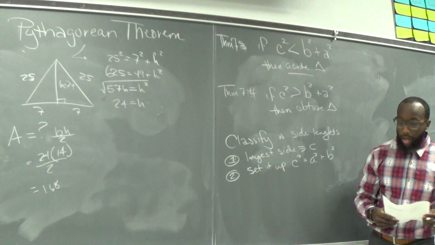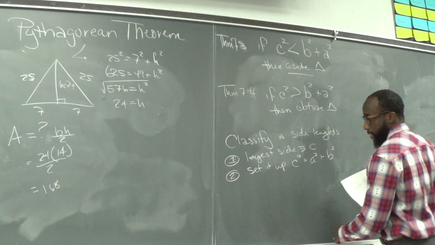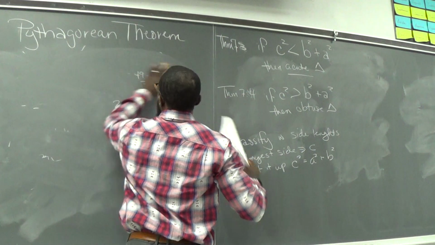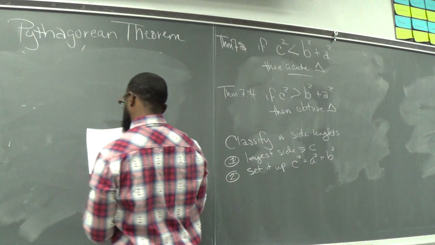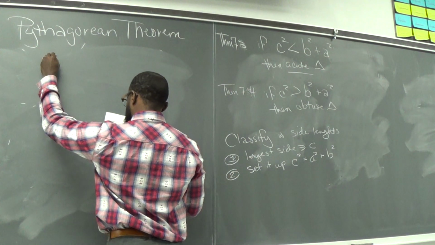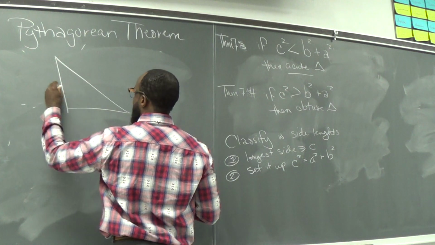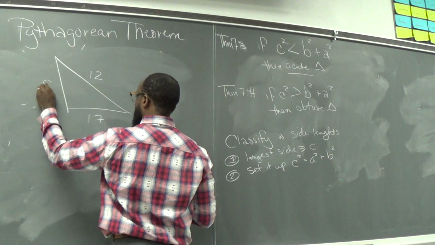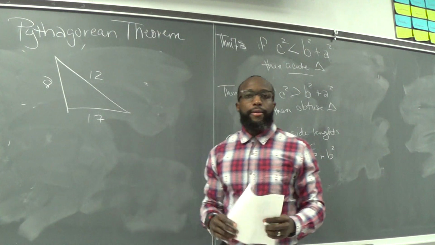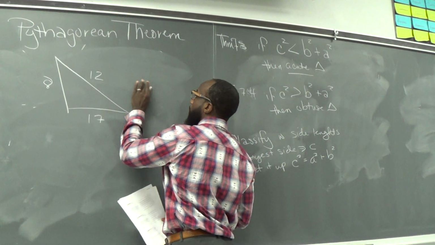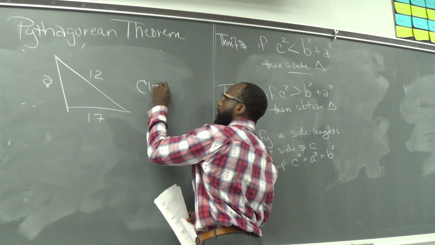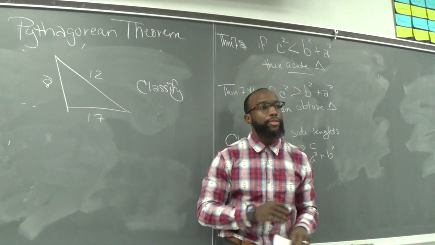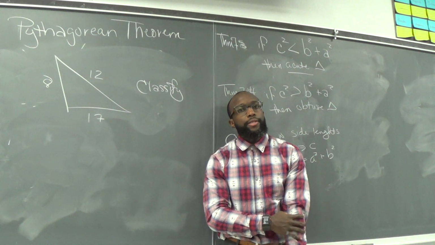Okay, let's practice real fast. Let's give it a try. If I gave you a triangle that has sides 12, 17, and 8, what kind of triangle is this? Classify this triangle. What would I need to do? Somebody tell me what I need to do.